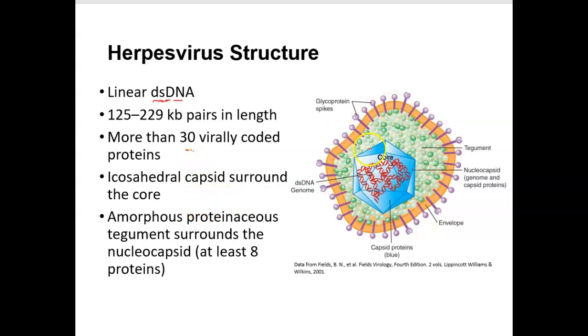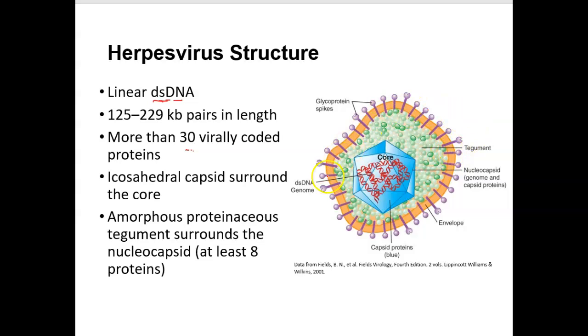Inside the envelope, you've got an icosahedral capsid, and the capsid plus the envelope is a relatively large virus too. And they can be pleomorphic, so the envelope is slightly squishy. They can be between 150 and 300 nanometers.